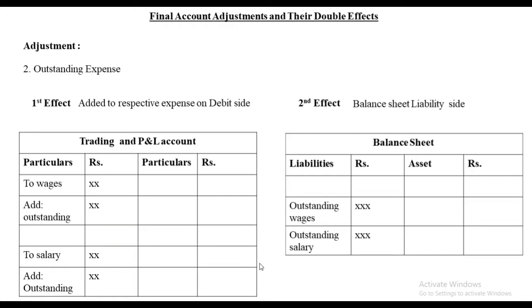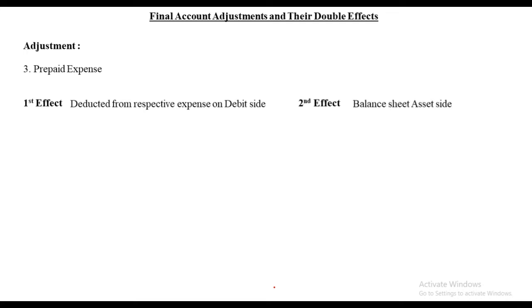Okay, next, adjustment number 3. Now the third adjustment is based on prepaid expenses. Always remember, the very first effect of prepaid expense will be that it will get deducted from the respective expense and it will come on the debit side of either trading or P&L account. And the second effect, all prepaid expenses appear on the asset side of the balance sheet.